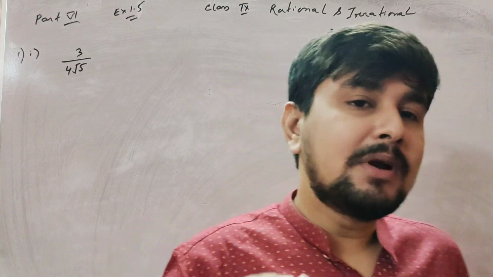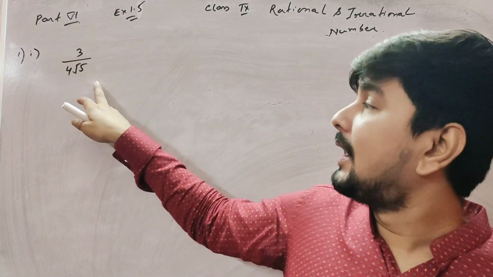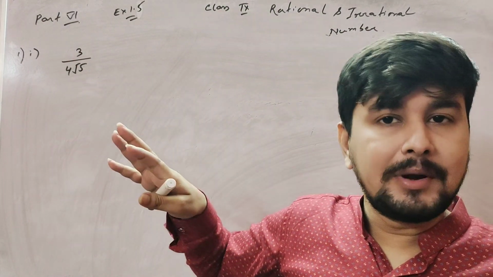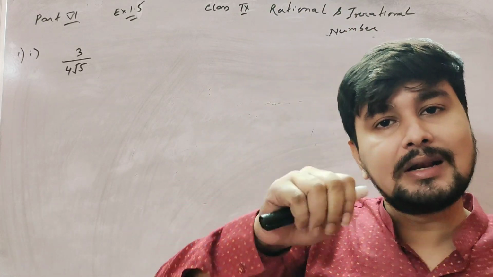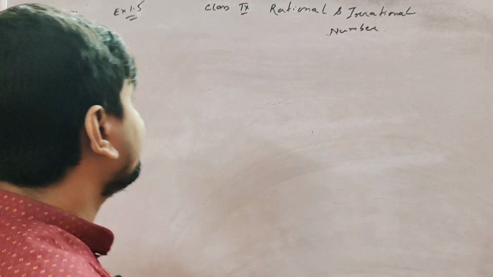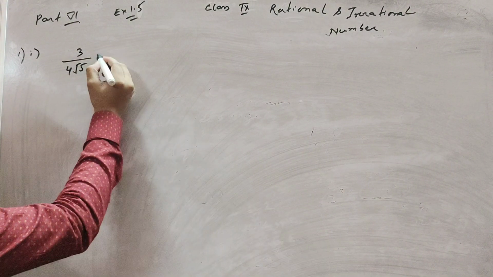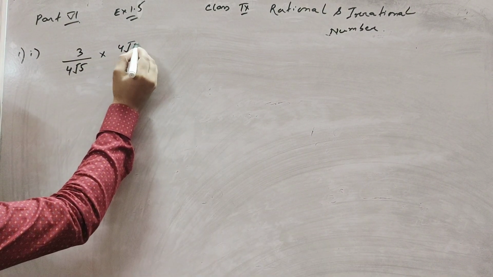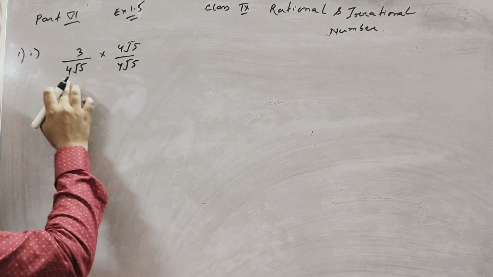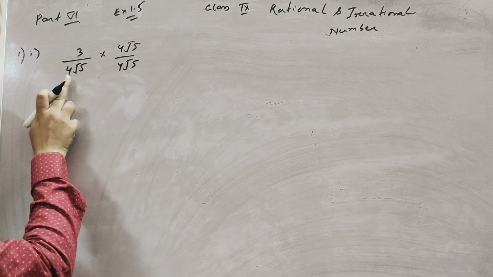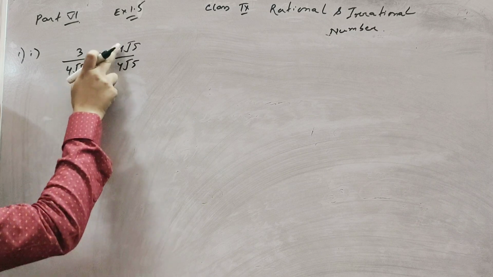That means you multiply the full number by the denominator number, and the denominator number you write in both places, numerator and denominator. Okay, that means whatever is written in the denominator, so you write 4 root 5, 4 root 5. This means you rationalize the denominator. That means you write the denominator portion up and down both.